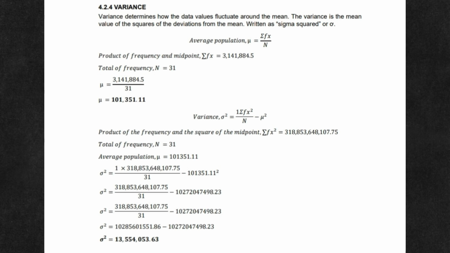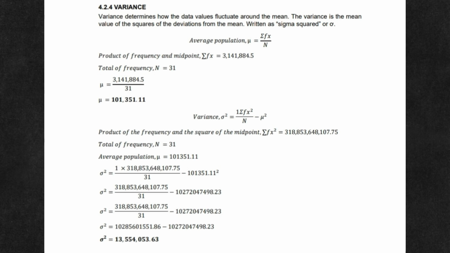The variance is the mean value of the squares of the deviations from the mean, written as sigma squared. First, we need to find the mean or the average population by using the product of frequency and midpoint divided by the total of frequency. Then we will get that the mean is equal to 101,351.11.